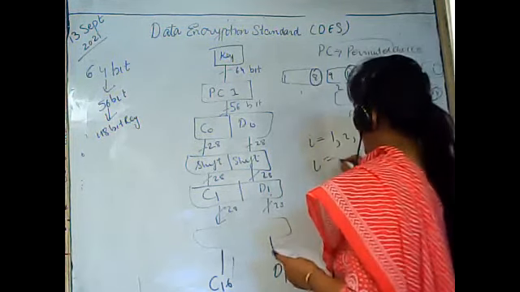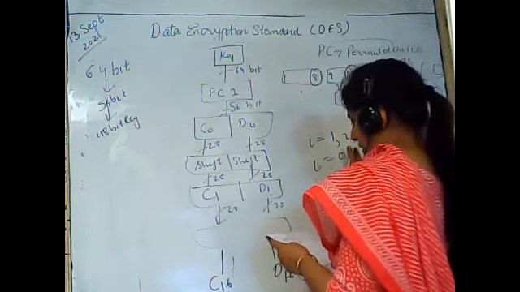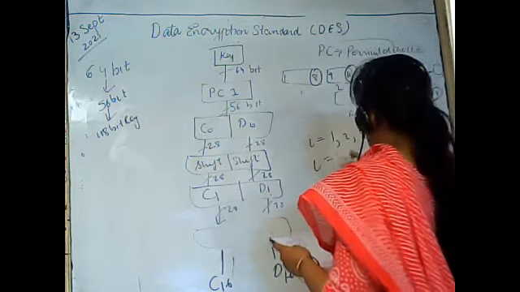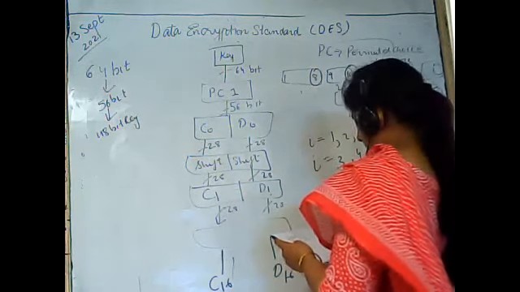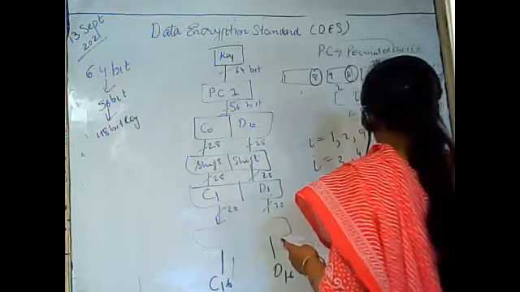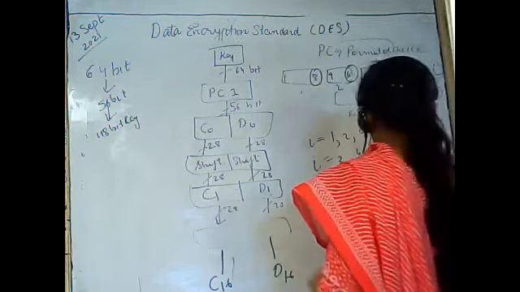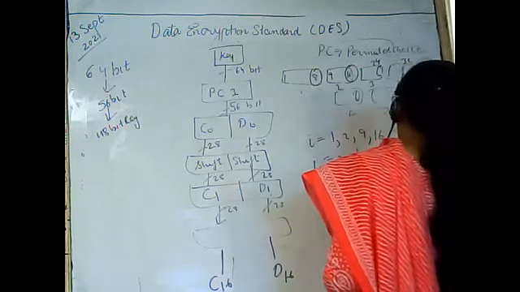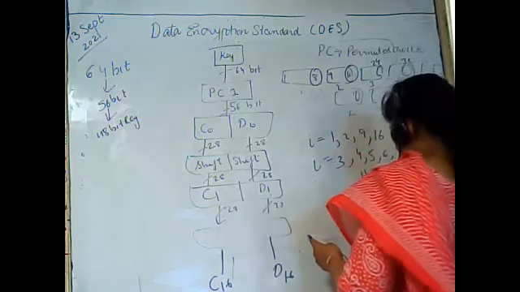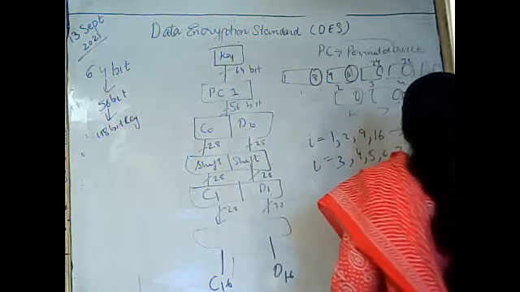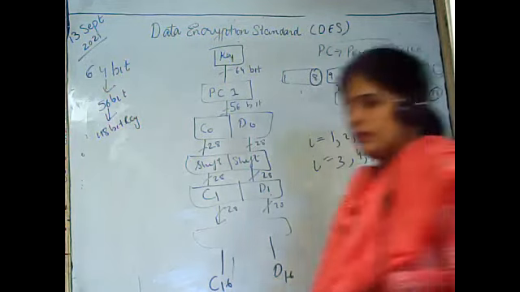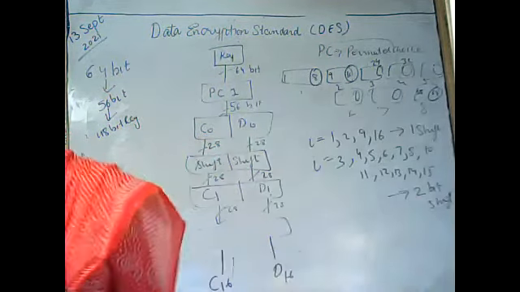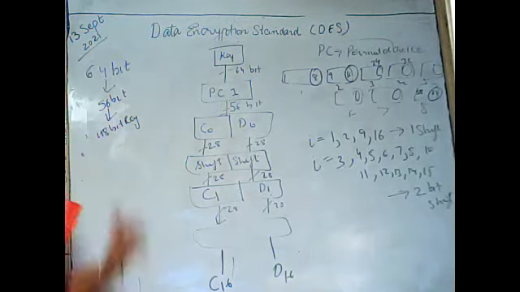And if my value of i is 3, 4, 5, 6, 7, 8, 10, 11, 12, 13, 14, and 15, we will perform a 2-bit shift over here. Fine. So this is a rule that you must remember.